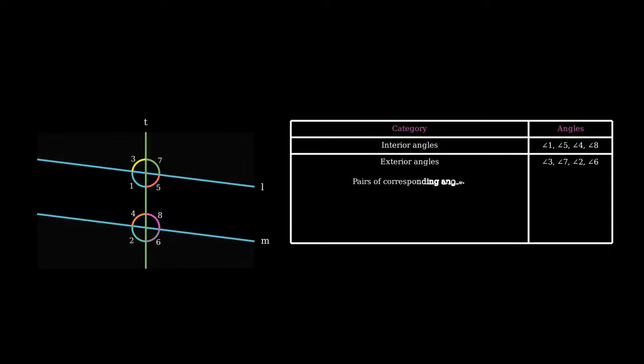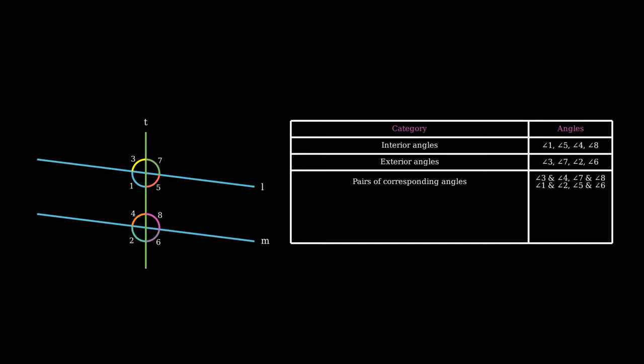Now, let's consider the pairs of corresponding angles. Corresponding angles are those that occupy the same relative position at each intersection. For example, angle 3 and angle 4 are corresponding angles, as are angle 7 and angle 8. Similarly, angle 1 and angle 2, and angle 5 and angle 6 are corresponding angles.